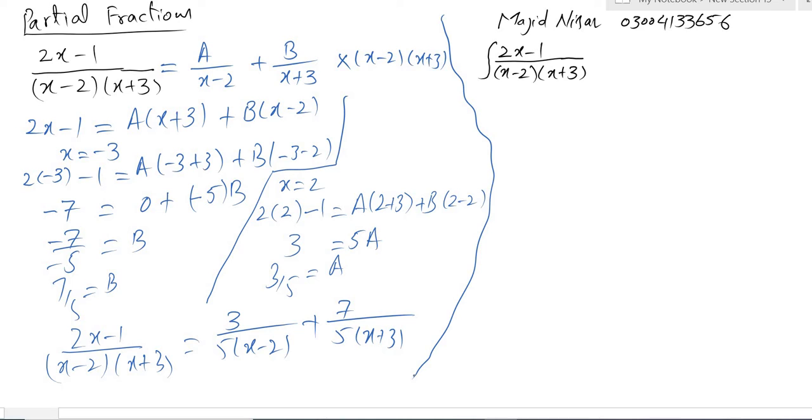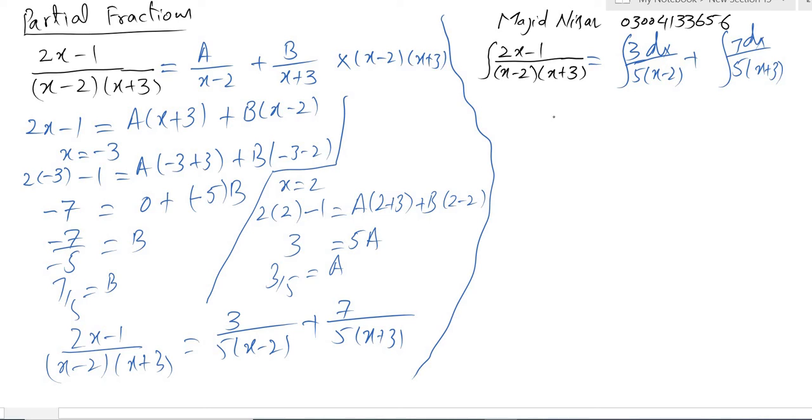Now for example, in the same case, it says find the integration of this fraction. So how can we find it? As we have seen, first of all we have to find the partial fractions, and we have seen that we can write this as equal to, what is a, 3 over 5 into x minus 2 dx, plus what is b, 7 over 5 into x plus 3.